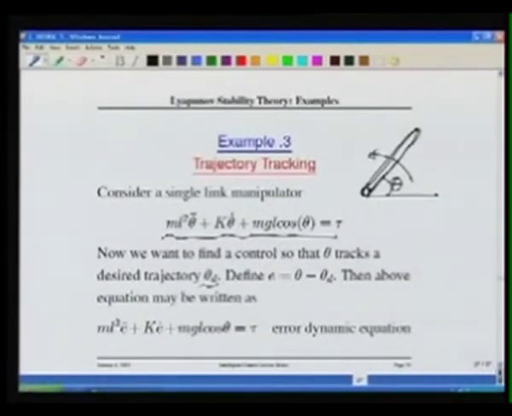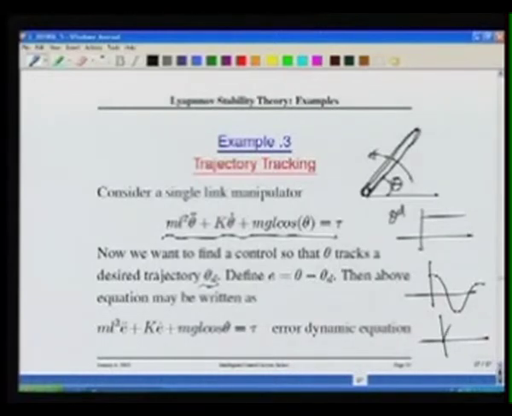Now we define trajectory tracking. So, this is my theta d. Theta d can be a set point, theta d can also be a sinusoid trajectory, it can also be an exponential trajectory. This is theta d. So, this is the initial theta and the final theta is here and it follows there.